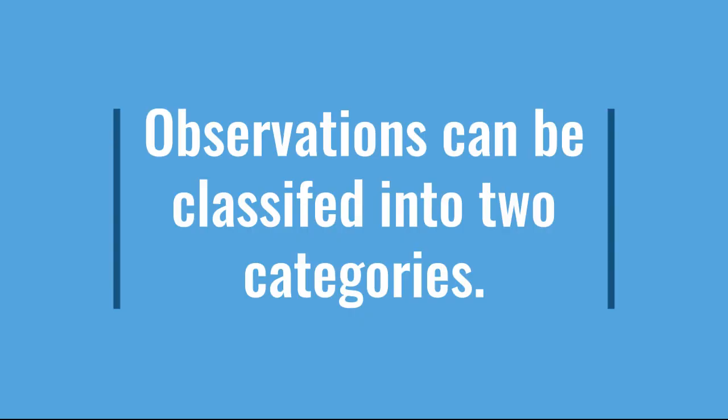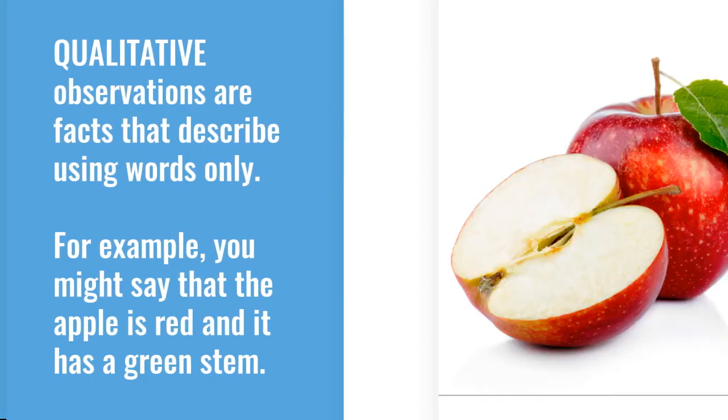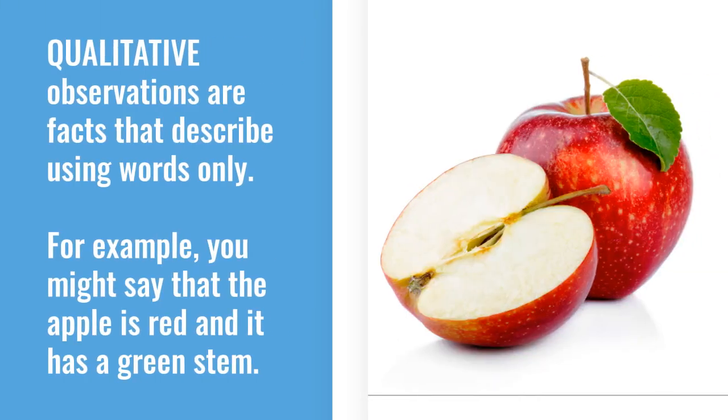Observations can be classified into two categories. Qualitative observations are facts that describe using words only. For example, you might say that the apple is red and it has a green stem. Notice that there are no numbers or measurements in this observation. There are only describing words.